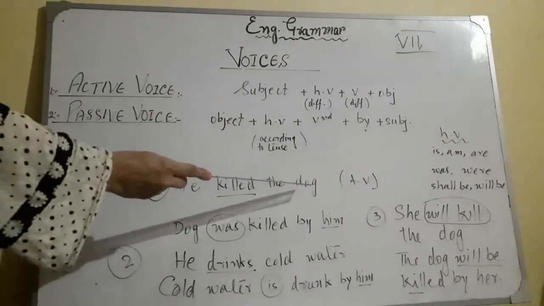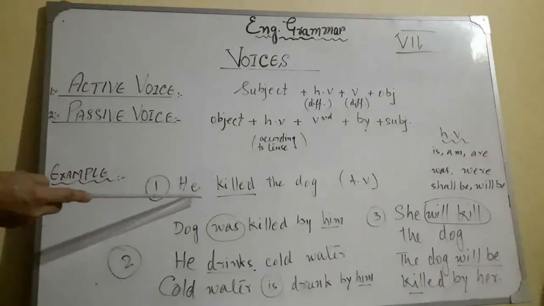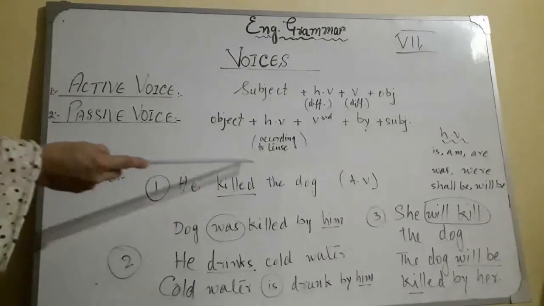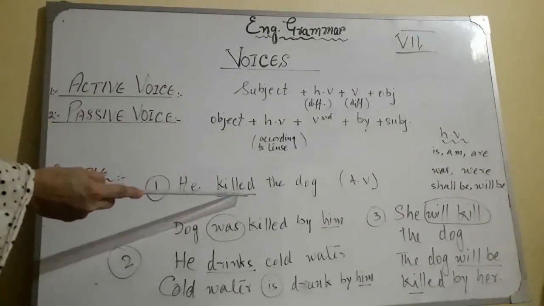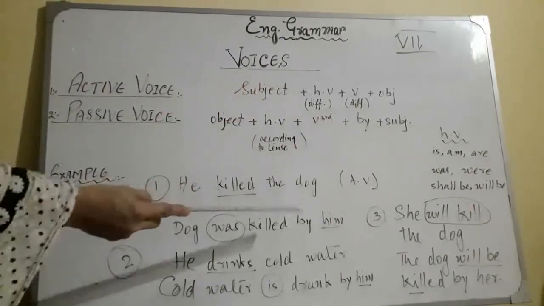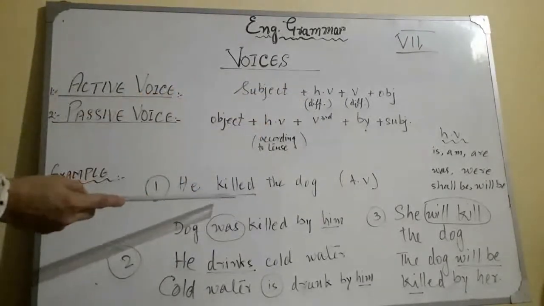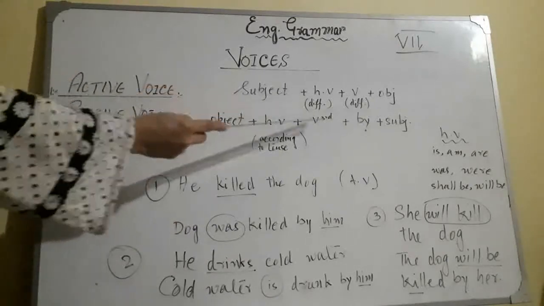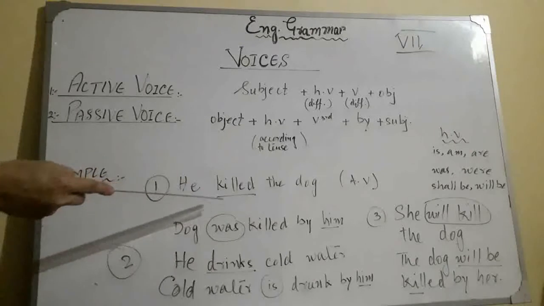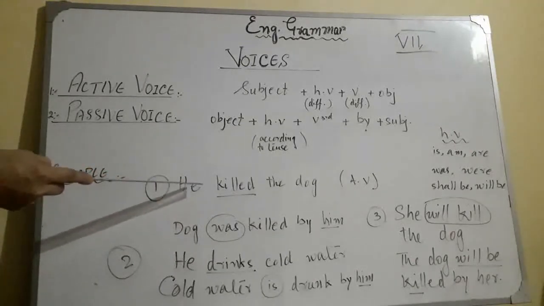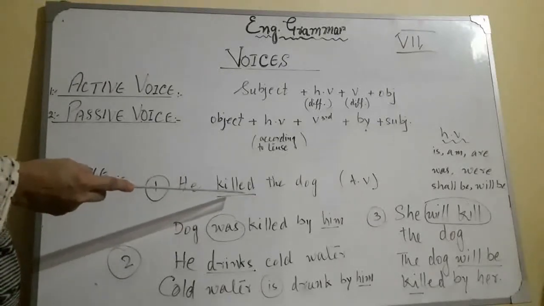He killed the dog. He is the subject because he is the doer, and what he is doing: he killed. Kill is the second form of the verb. It means it is past indefinite. And object. In past indefinite and in present indefinite there is no helping verb. That's why there is no helping verb here in this sentence. So it is simply verb second form and object. So this is past indefinite.